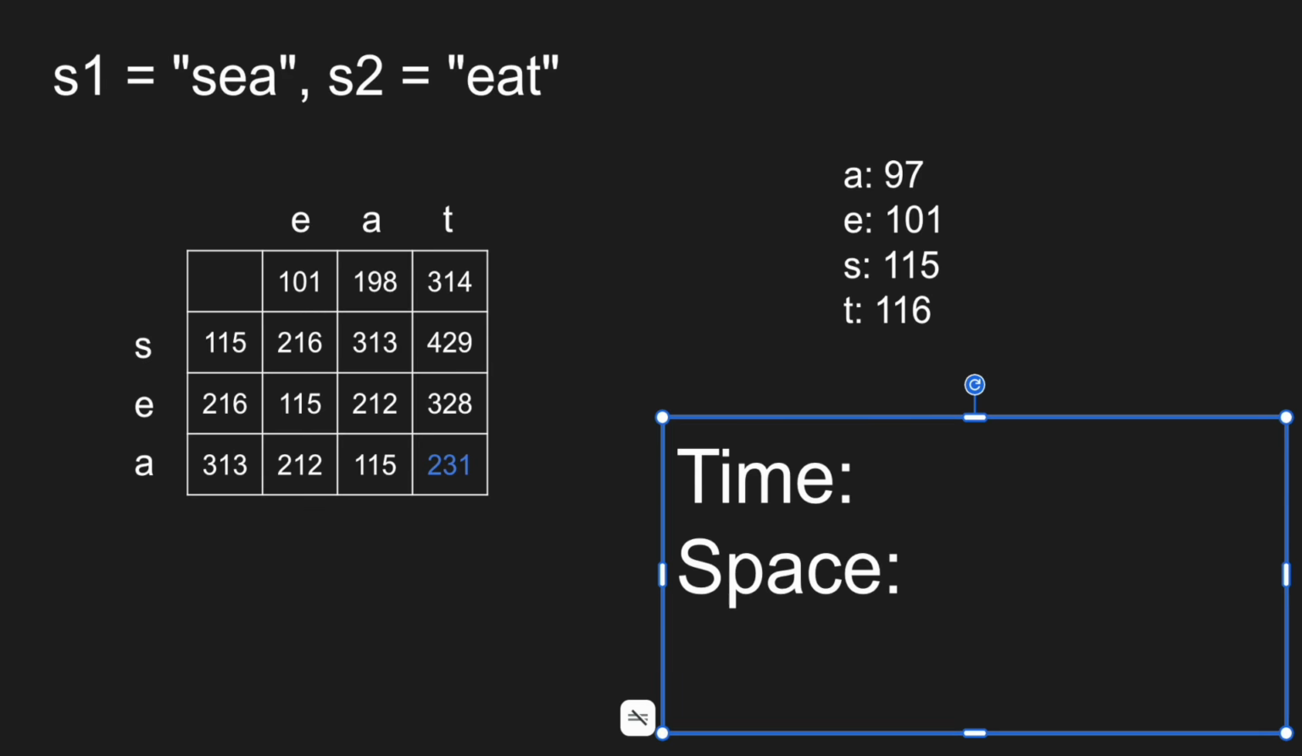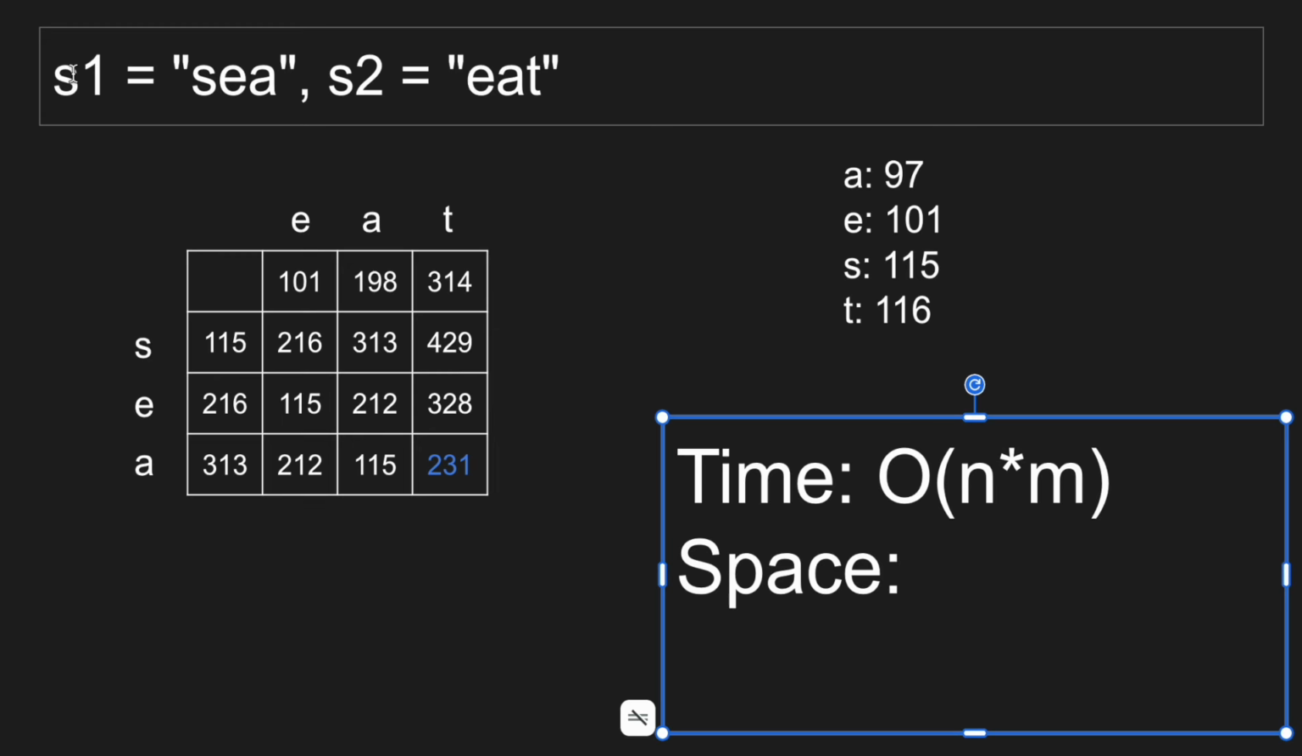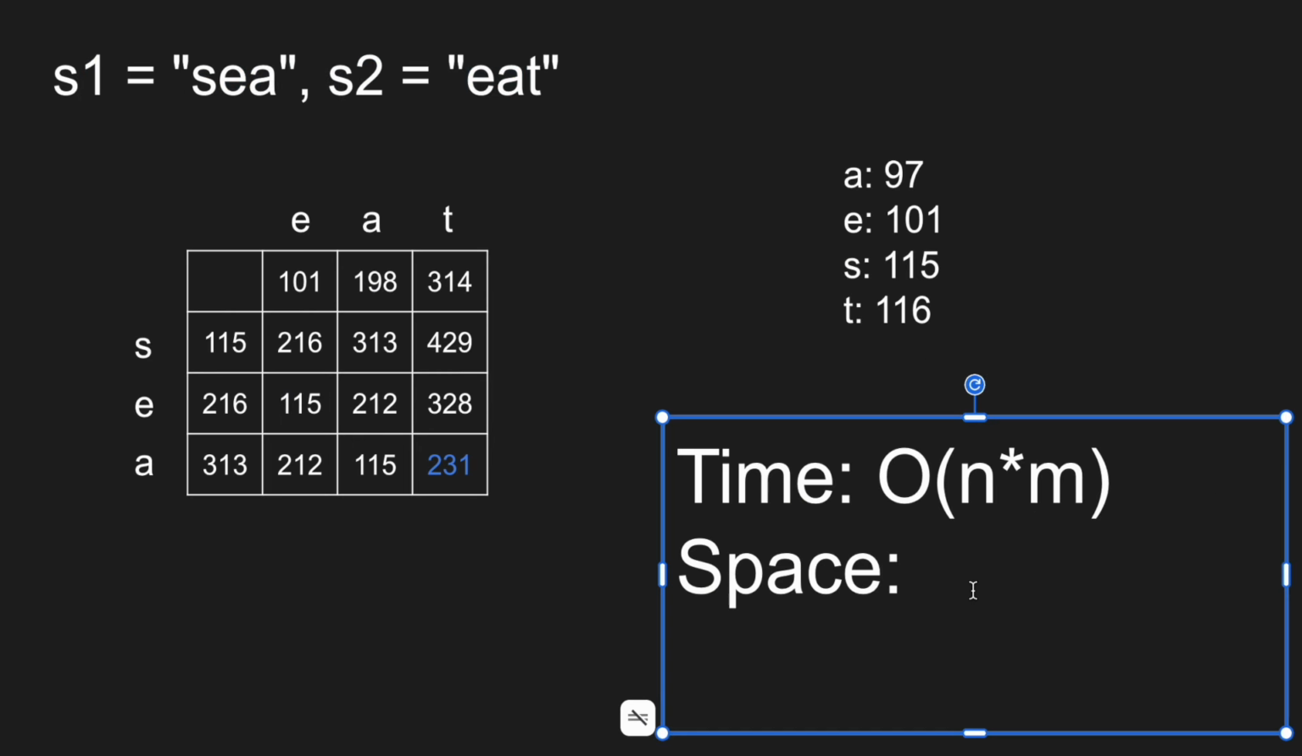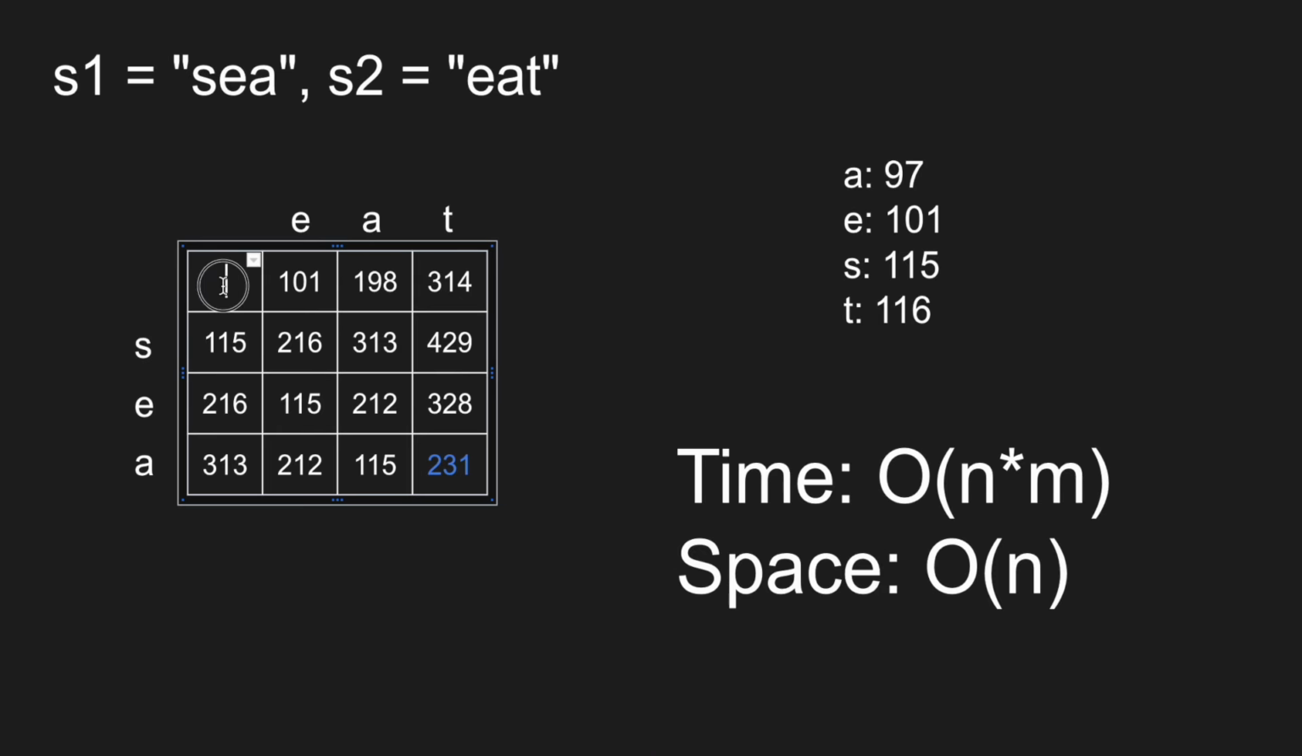So the time complexity would be O of n times m, where n is the number of characters in string 1, m is the number of characters in string 2, and the space complexity would be O of n times m as well if we lay out the whole grid. But there's actually a way where we can do it in O of m time complexity or O of n time complexity, depending on which you set as the row.